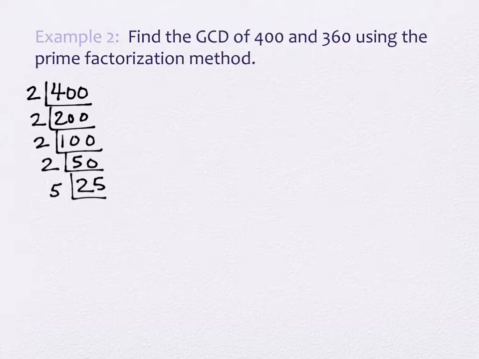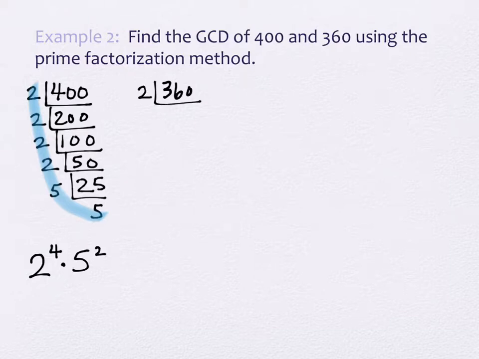So I have a 5 here and a 5 here. All of the factors, all the prime factors rather, are right here on the side. How many 2's are there? 4, so this is 2 to the 4th times 5 squared. Good. Okay, this is the prime factorization of 400. We did that back in section 4.2. We're going to do the same thing for the 360.